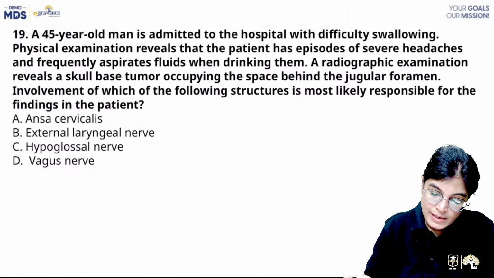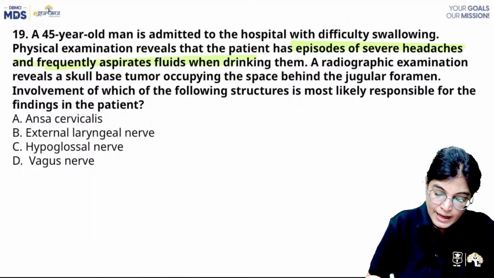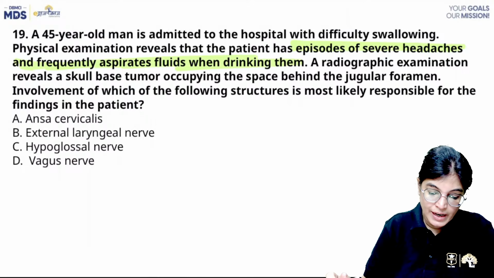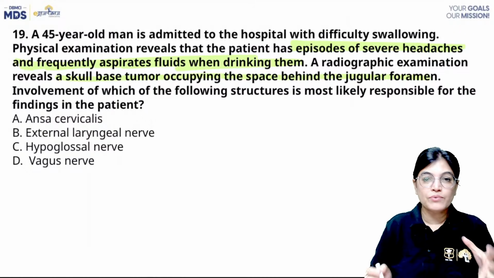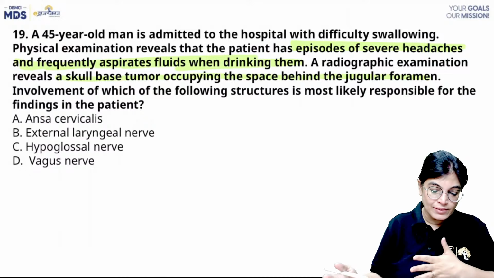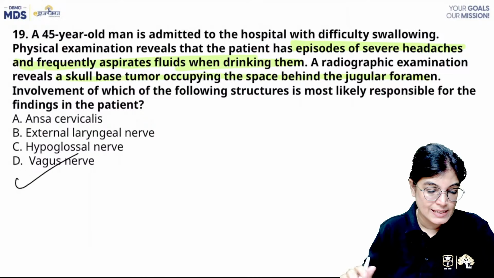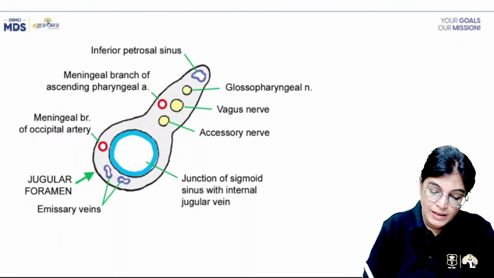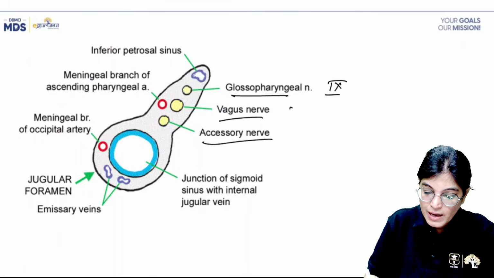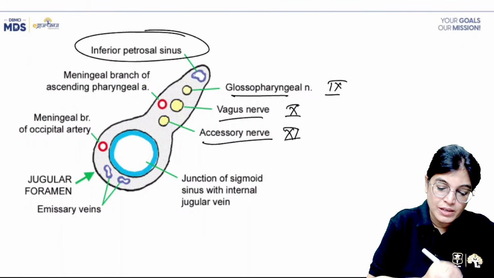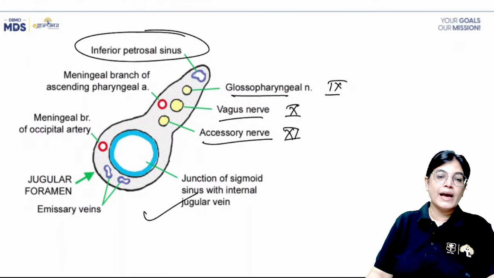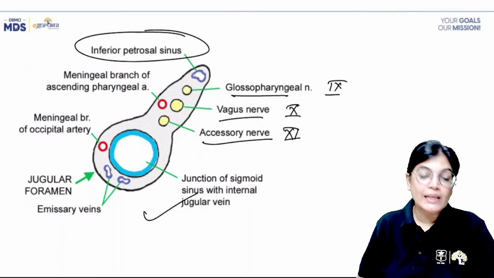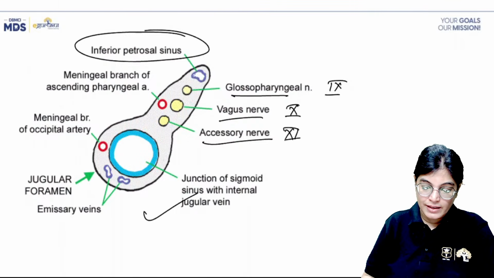So basically, in this case, the patient has severe headaches and aspirates fluids when drinking, and a skull base tumor is occupying the jugular foramen. Involvement of the jugular foramen is related with the 9th, 10th, and 11th nerves. So definitely the vagus nerve, and D is the right answer. The jugular foramen transmits the 9th, 10th, and 11th cranial nerves, as well as the inferior petrosal sinus, sigmoid sinus, and internal jugular vein, along with the meningeal branches of the occipital and ascending pharyngeal arteries. So definitely, we will have the 10th cranial nerve as the right answer.